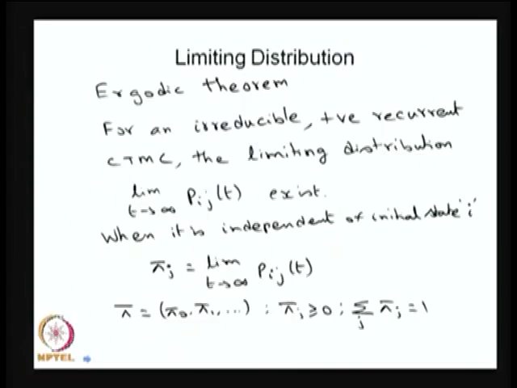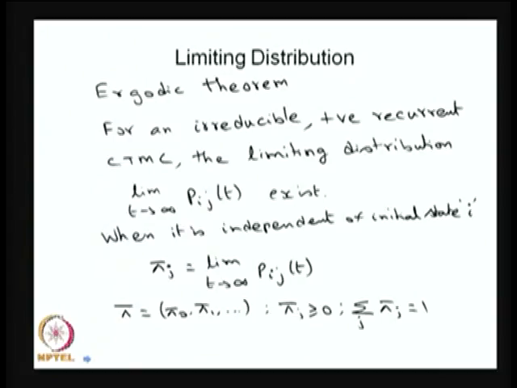Then the limiting distribution always exists. It need not be independent of the initial state. Suppose it is independent of the initial state, then I can write the limiting probability of Pij(t) as pi j, since it is independent of i. Then I can form a vector, and since it is a limiting distribution, it is a probability distribution. Therefore, these probabilities are always greater than or equal to 0, and the summation of probabilities is going to be 1. It won't be defective, it won't be less than 1. That is what the ergodic theorem says.